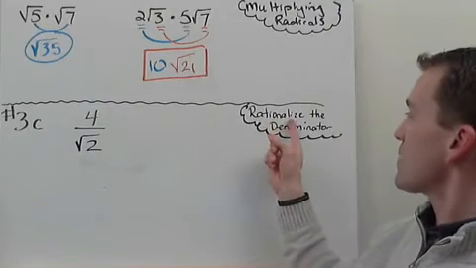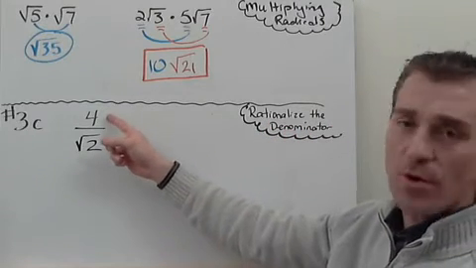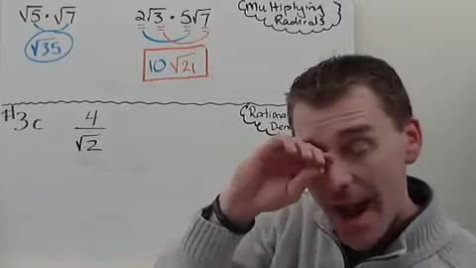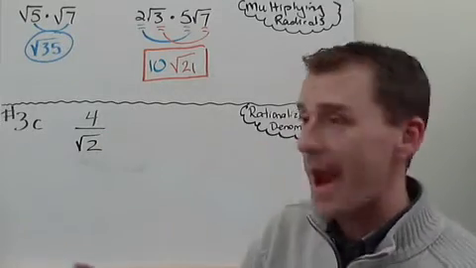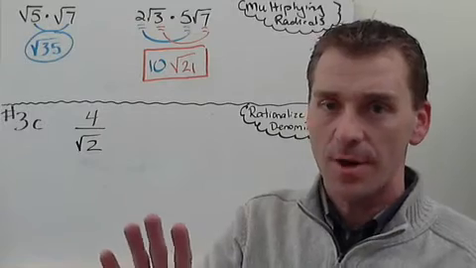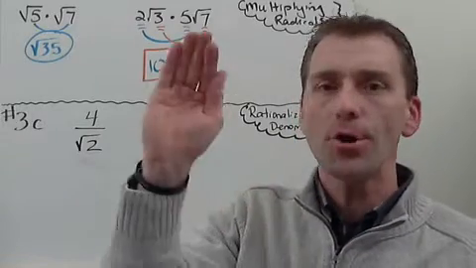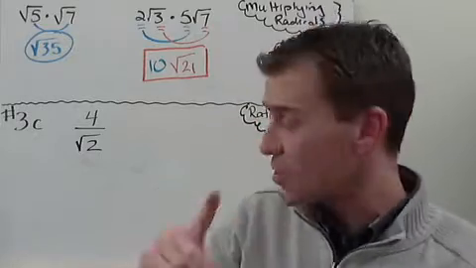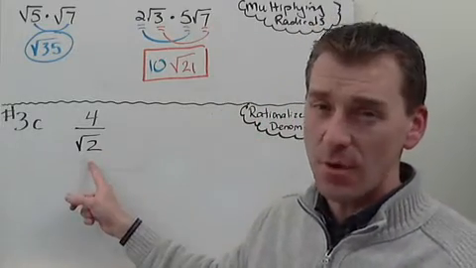So you see, rationalizing the denominator is what this is. Now, when you look at this number, it's 4 over the square root of 2. I will tell you, anytime you have the square root of 2 or any square root, any radical in the denominator, no good. No good. So you need to somehow get rid of that square root of 2.